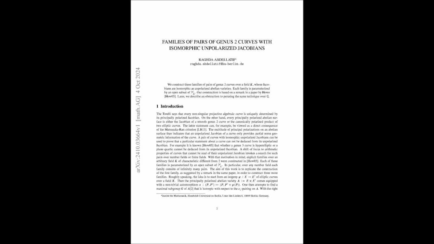Ready for another deep dive? Today we're wading into the world of algebraic geometry, and you've given us quite the paper to untangle. It is a bit of a mouthful, isn't it? Families of pairs of genus 2 curves with isomorphic unpolarized Jacobians. Quite a title. It's a good thing we've got you here to help us break it down.